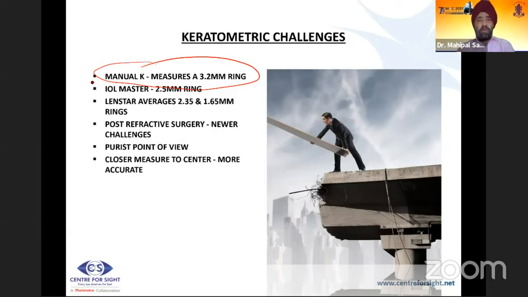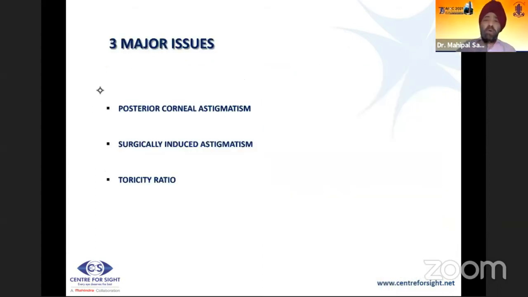At times, the axis difference on a topographer is different from what a keratometer gives. A manual keratometer is really the best. An auto keratometer, an IOL Master, and a topographer could give you different readings, and then you have to really decide which one to go in for. Now, when you are looking at toric planning, there are three major issues.